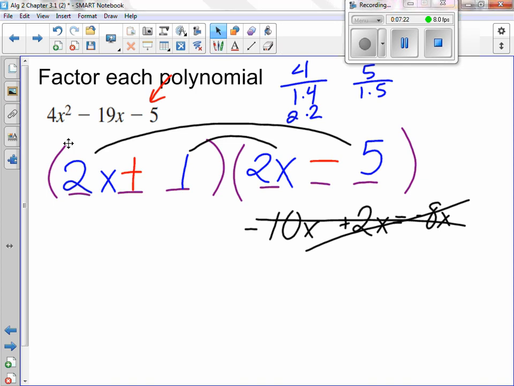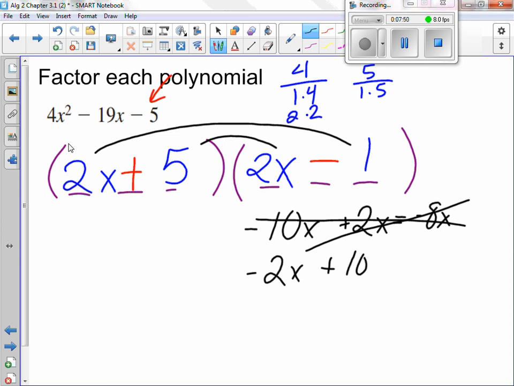Here, flipping the 2's won't change much, will it? But if I flip 1 and 5, here the 5 is now positive, the 1 is now negative, yes? Would that change it? Yeah, so let's look at this one. 2x times negative 1 is negative 2x. Positive 5 times positive 2x is plus 10x. Negative 2 plus 10 is 8x.